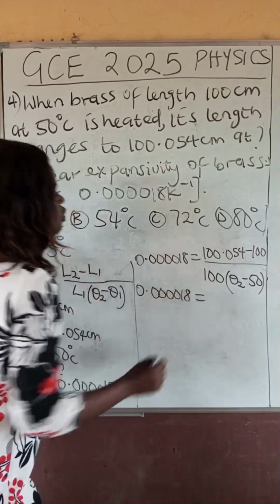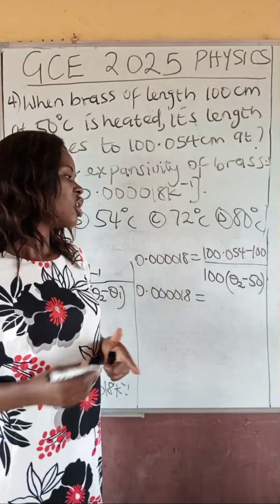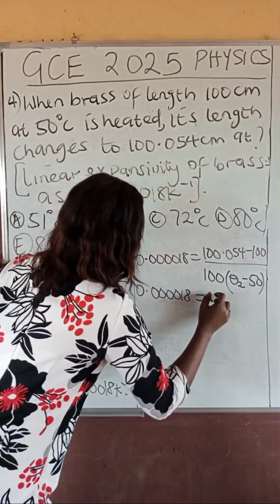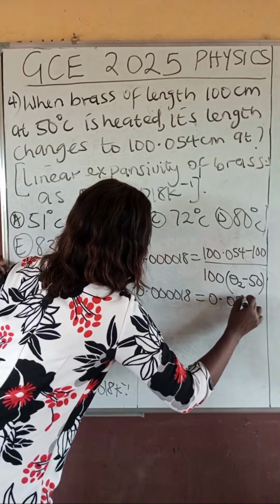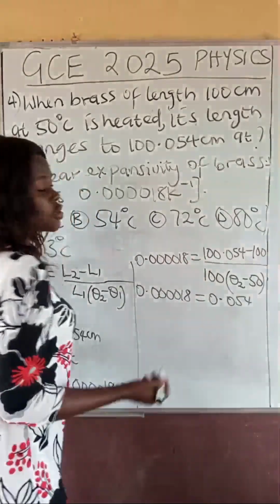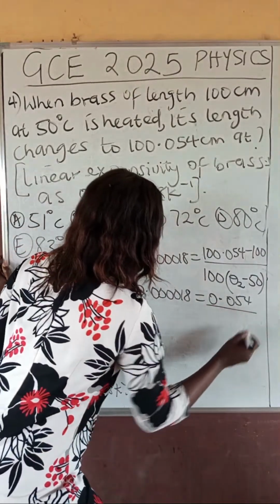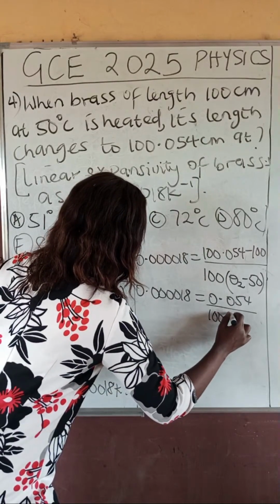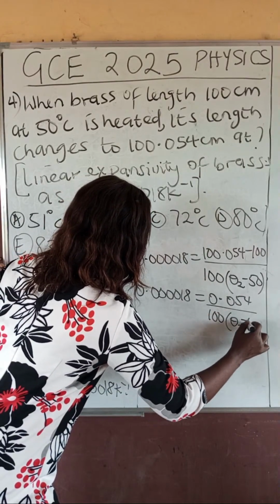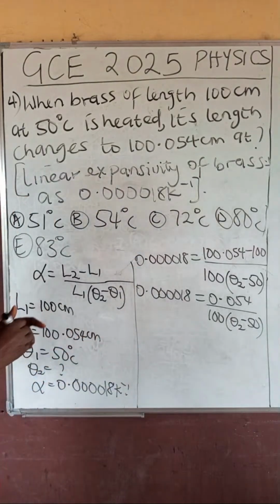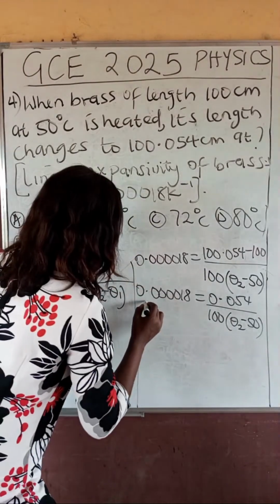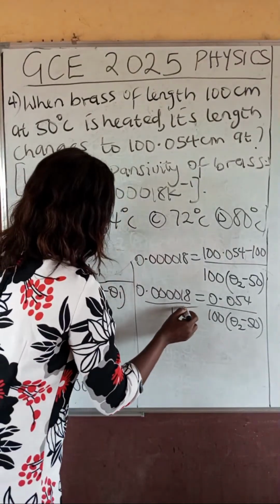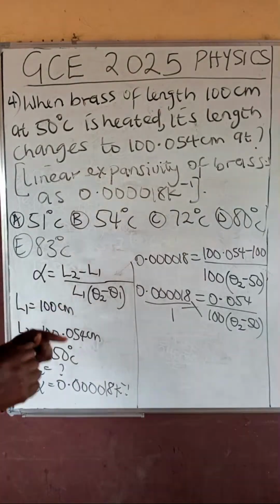So 0.00018 is equal to, by the time you subtract 100.054 minus 100, the answer is going to be 0.054. That is the numerator. Then we divide by 100 bracket theta 2 minus 50. Is that clear? So the next thing we are going to do is to say that this is over 1, so we can cross multiply. If we do cross multiply, what do we have?